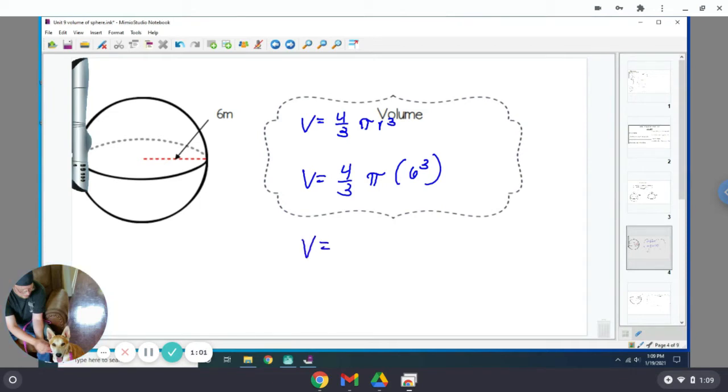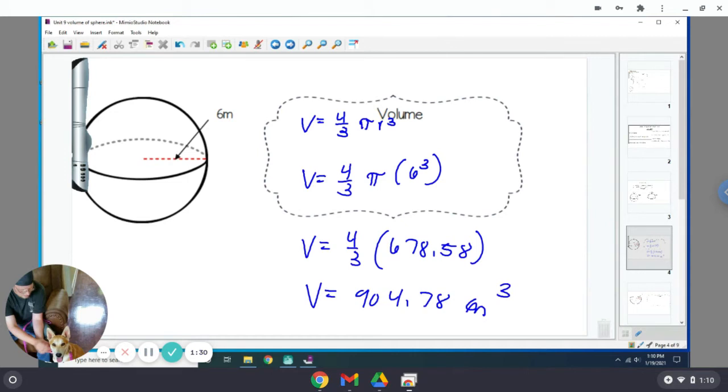When you do that, you get 678.58. And now what you're going to do is you're going to multiply that by 4/3. So in the calculator, you're just going to hit multiply 4 divided by 3. And remember, 4/3 or 4 divided by 3 needs to be in parentheses. And you're going to multiply that, which is equal to 904.78 meters cubed. If you don't know how to do 4/3, one thing you can do is just multiply 678 by 4 and then divide it by 3, and you'll get the same answer.